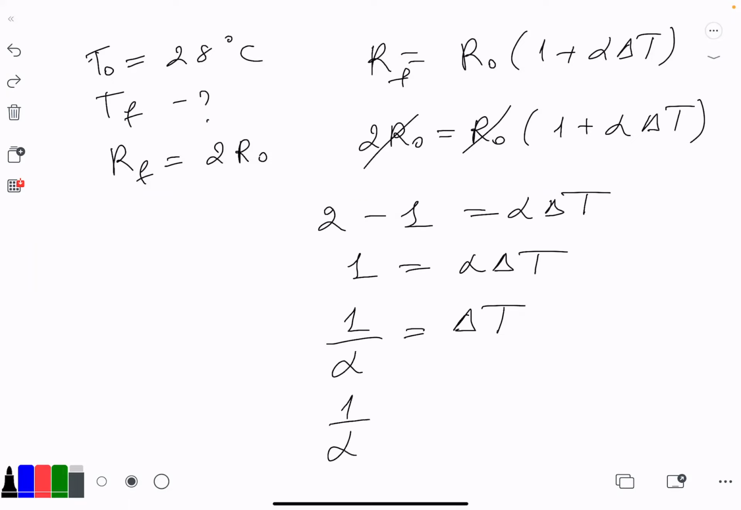Then 1 divided by alpha, delta T, is equal to T final minus T initial, right? So T initial goes there, plus T initial is equal to T final. That's it. T initial is 28 degrees Celsius. Alpha is given.